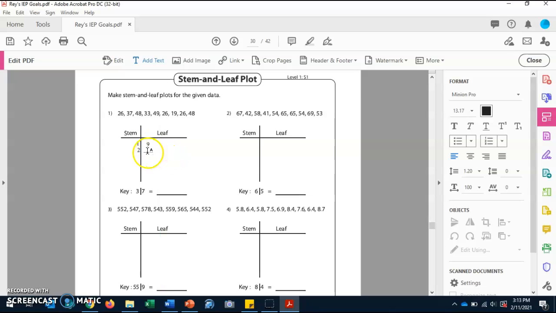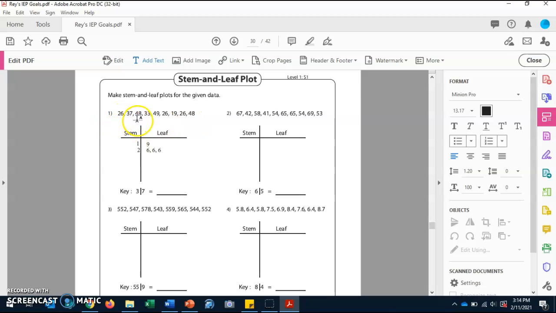However, over here in the leaf side, how many times are we going to put the 6? Yes, awesome. We are going to put the 6 three times because there are 3 26s. That way we know that in the data we have up here, there are 3 26 numbers. Awesome job. Now, do we have any more numbers with the 2? No, so we can move on.